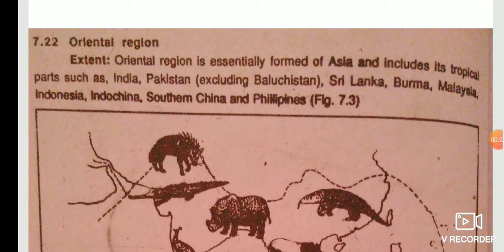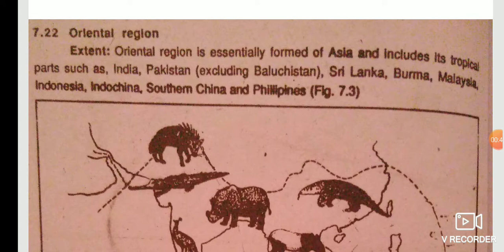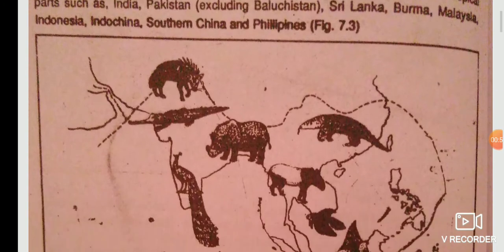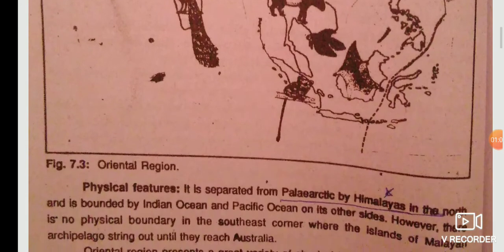So, Oriental region is essentially formed of Asia and includes all its tropical parts such as India, Pakistan, excluding Balochistan, Sri Lanka, Burma, Malaysia, Indonesia, Indochina, Southern China, and the Philippines. Tropical parts mean regions present around the equator. Equator is the line which divides the earth into two equal halves. This is the Oriental region. Animals are shown in this region.